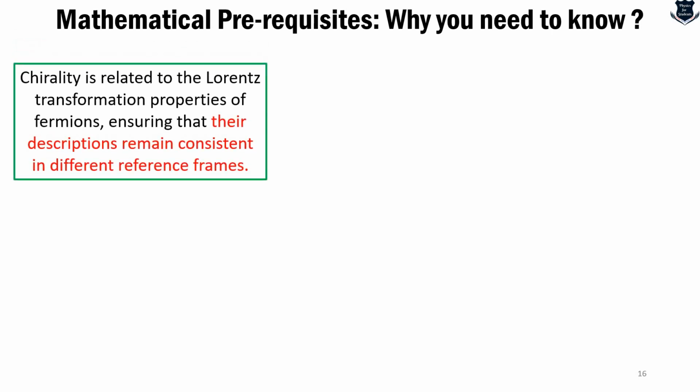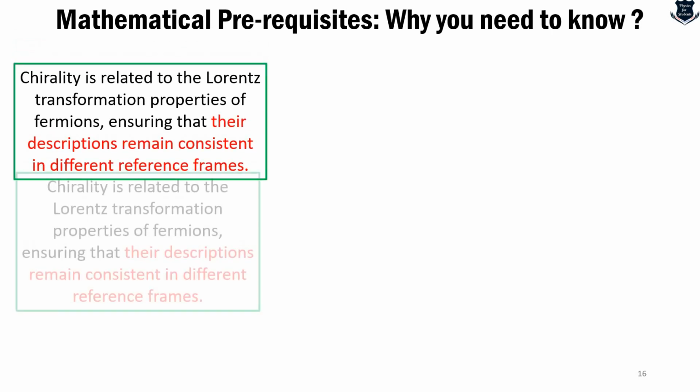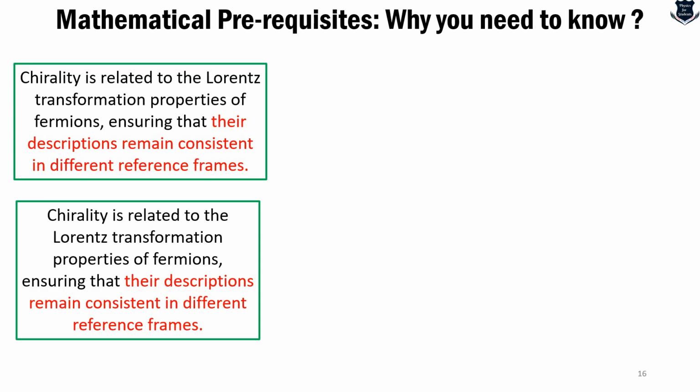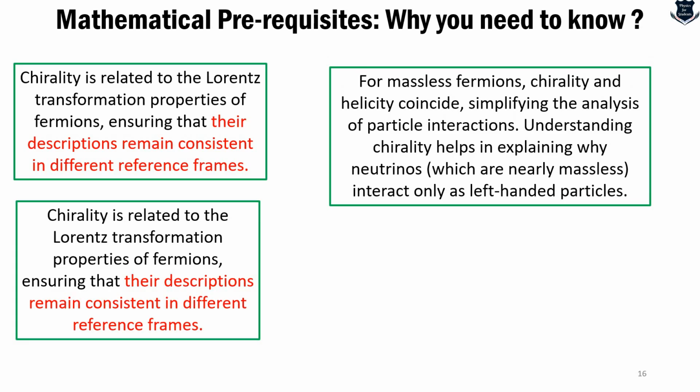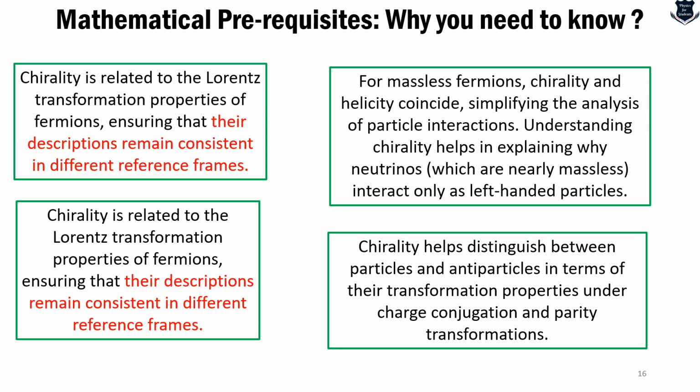Now the next thing which comes is that chirality is related to the Lorentz transformation and their description remains consistent. This is one thing very important. Also chirality, their description remains considered in different frames. Also for massless fermions, chirality and helicity, we will understand what is helicity, they coincide, simplifying the analysis of particle interaction. And most importantly, as I told you, antiparticles, which are a prediction and have been proved in Dirac equation, chirality will help us to understand the distinction between particles and antiparticles.